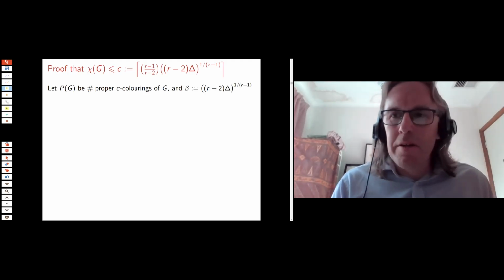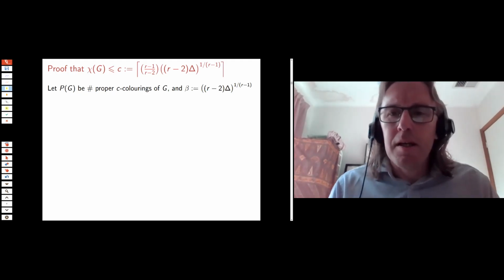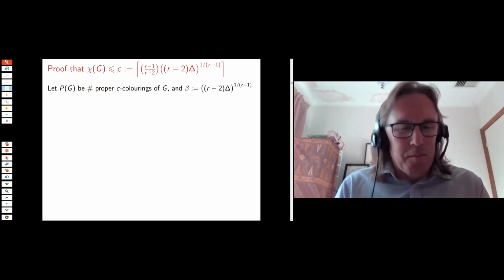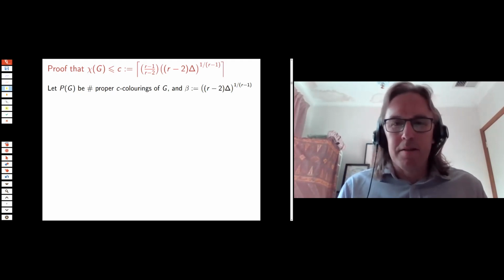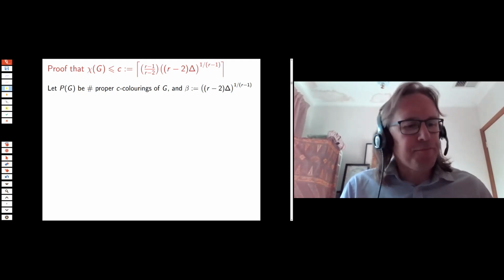And now I'm going to introduce a magic number, and I'll call it beta, which is defined to be (r minus 2 times delta) all to the power 1 over (r minus 1). Now, at the moment, you have no idea why I defined beta this way, and you'll see right at the end of the proof why beta is defined this way. It will actually naturally appear. But what we care about is the number of colorings.